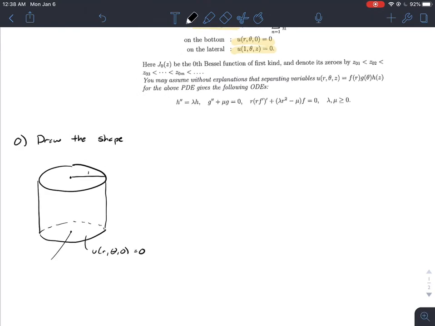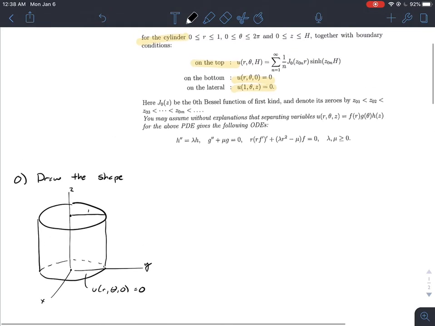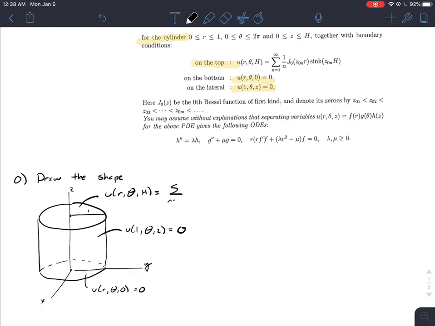Let's draw some coordinate grids. So this is the z-axis. I'm not really going to mark the x and y-axis because we're technically in polar coordinates. Well, I mean, yeah, x and y is fine. But we're going to be modeling the cylinder in polar coordinates. The lateral side is u of 1, theta, z equals 0, and the top, so the cylinder has a height of h, is equal to this crazy looking relationship here.